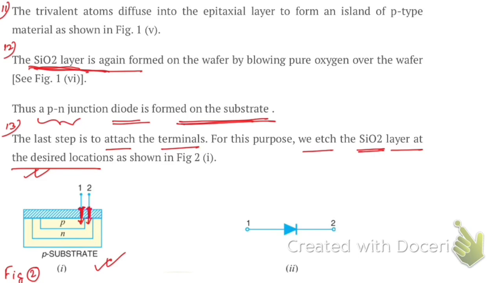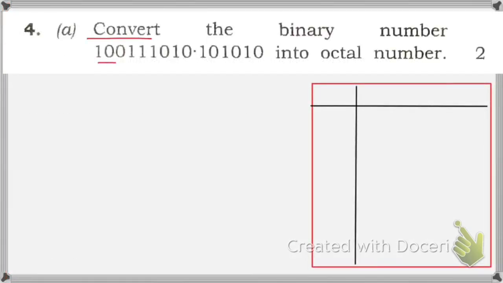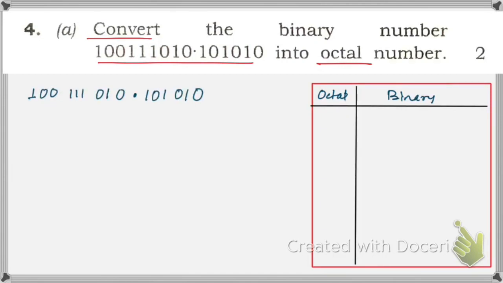Now let's move on to the next question. Next question: convert this binary number into the octal number system. So now you see octal and binary. First let me write the given number and group the digits in groups of 3. That means on the left hand side of the decimal point, start grouping from the right hand side, and on the right hand side of the decimal point, start grouping from the left side.